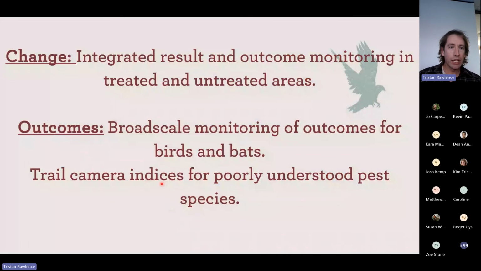So the change here for the program is we've got integrated result and outcome monitoring in treated and untreated areas. And the outcomes of that is we have broad scale monitoring of outcomes for birds and bats, and also we have trail camera indices for poorly understood pest species.